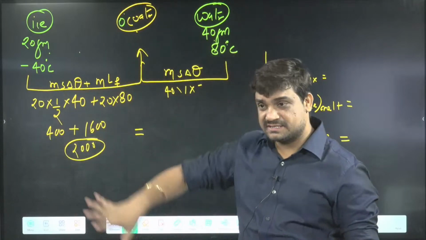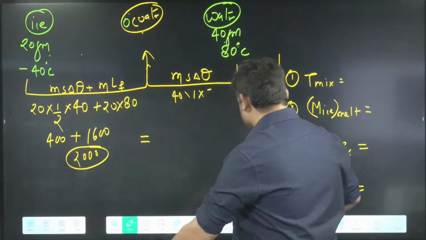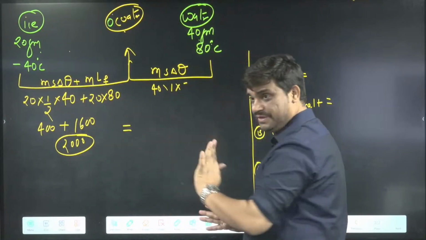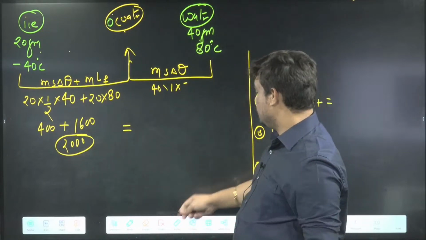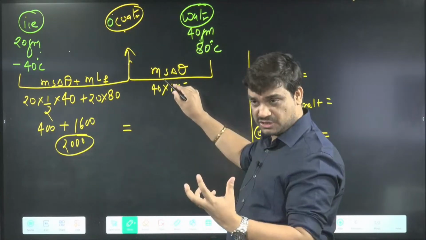So we can say this side calculation will be as usual, there is no change in this calculation. This calculation will be the same, okay? Just here changes are there. And what are the changes here? You can say, sir, 40 into 1 means ms delta theta.